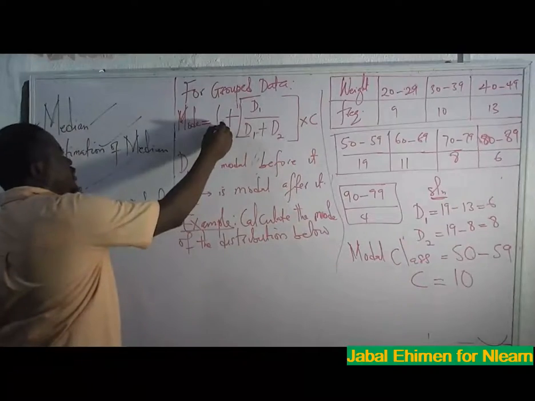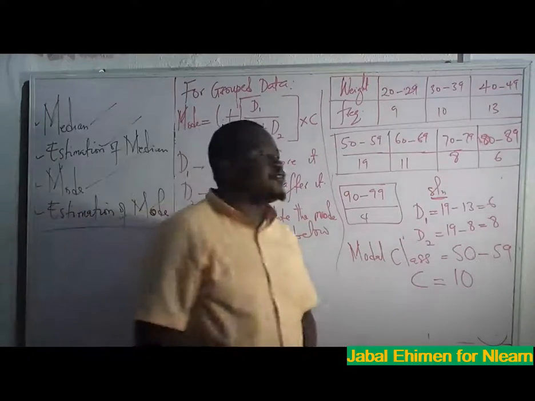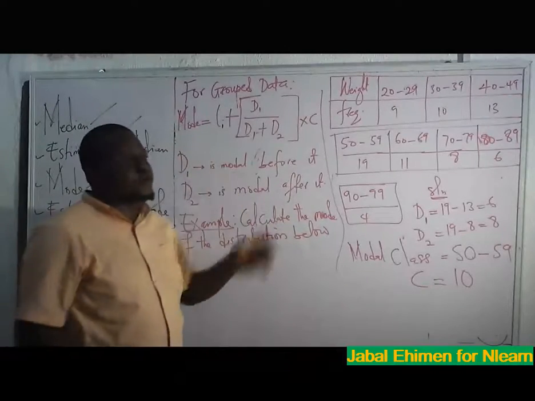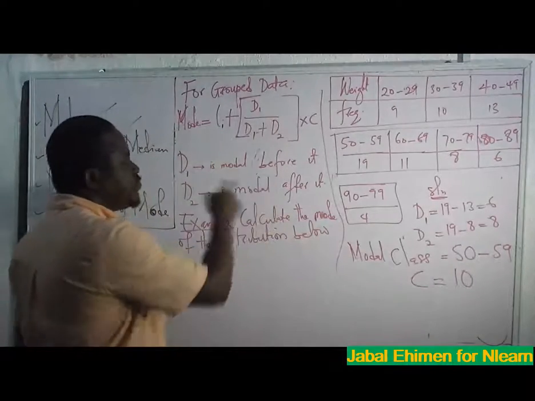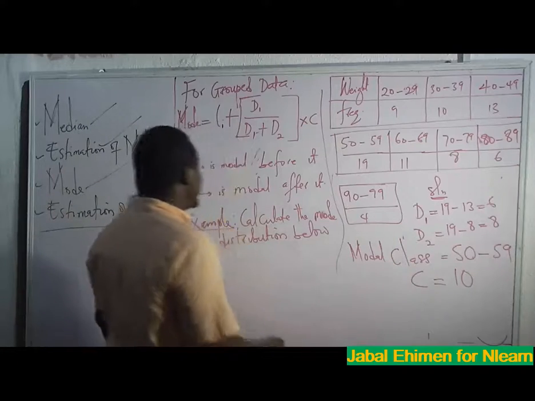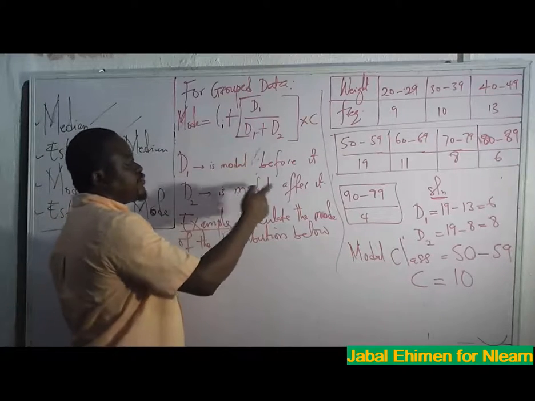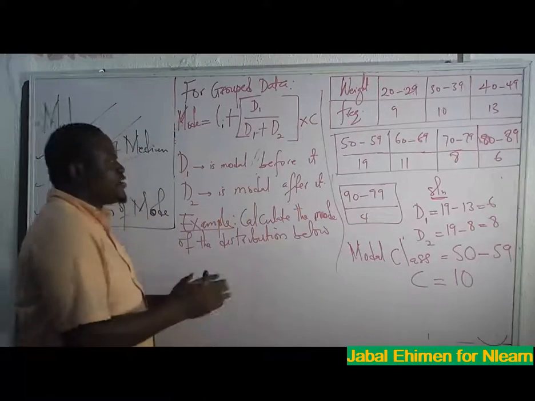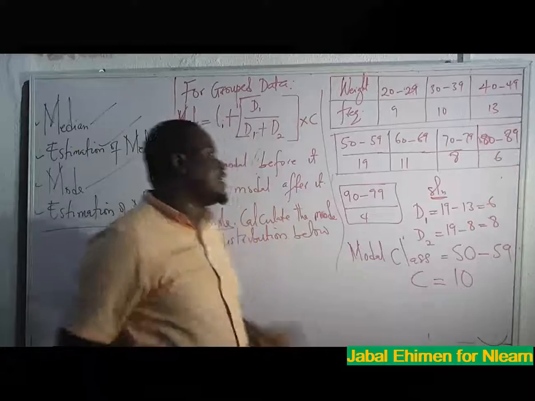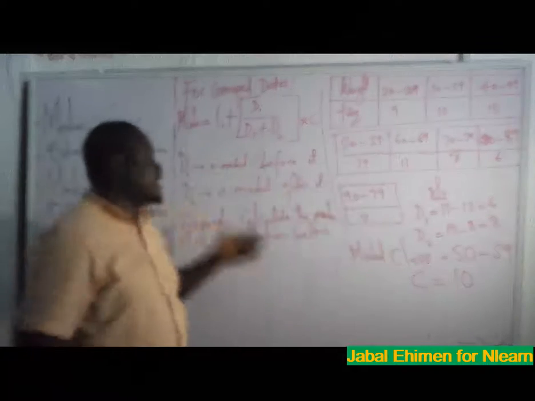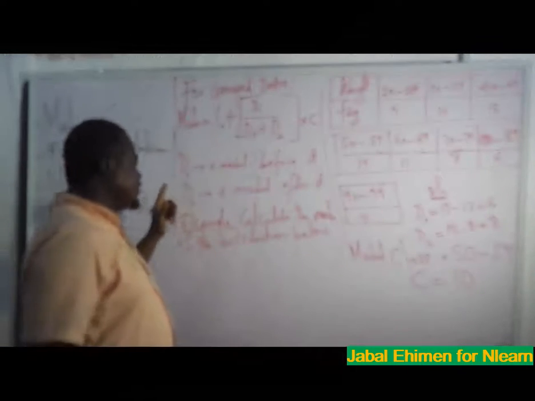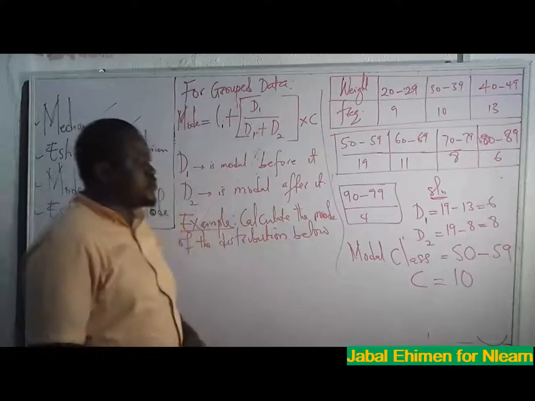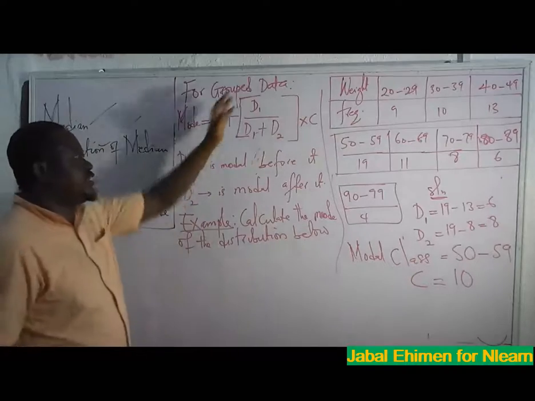Li stands for the lower class boundary. D1 stands for the modal frequency before the modal class, and D2 is the modal frequency after the modal class. So D1 is the frequency before it, and D2 is the frequency after it. That's D1 and D2. From here you can take the values.